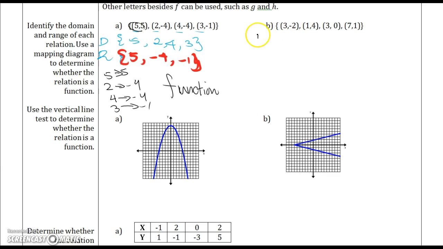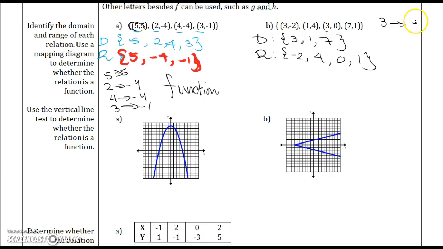For the next one, go ahead, take a moment and define your domain. 3 is already said, so I won't say it again for this one, and then 7. My range are my output values, so -2, or the y values, 4, 0, and 1. And now to map. I have 3, that's going to -2. I have 1, that's going to 4. And then I have 3 again, but now it's going to 0. And then I have 7 going to 1.